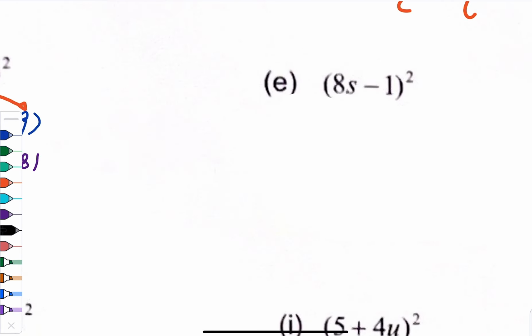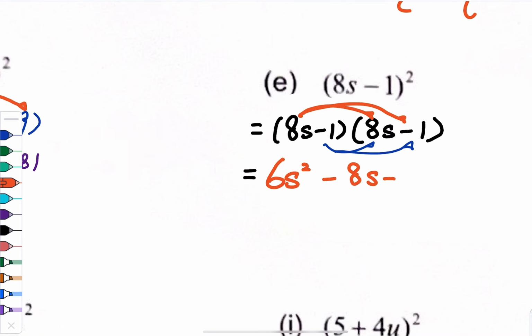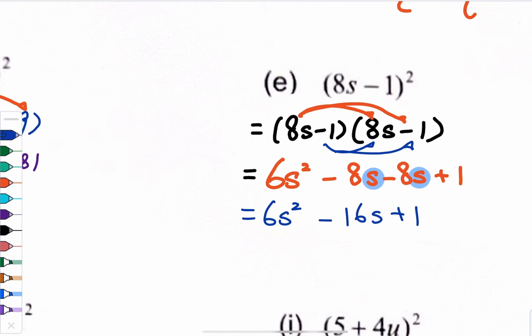Same goes for this. 8s minus 1, 8s minus 1. Open up. This goes here, it also goes here. This goes here, it also goes here. 8 times 8, 64, and then s times s, s squared. Minus 8s, minus 8s. Negative 1 times negative 1, negative 1 is positive, 1 times 1. And then any like terms? Yes. So you will have 64s squared, no change. Negative 8 minus 8, negative 16s plus 1.